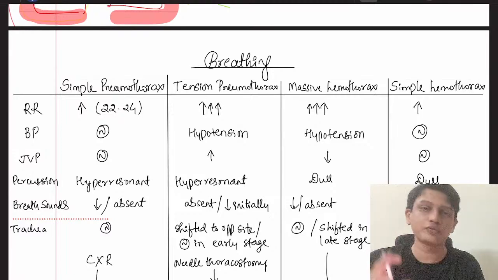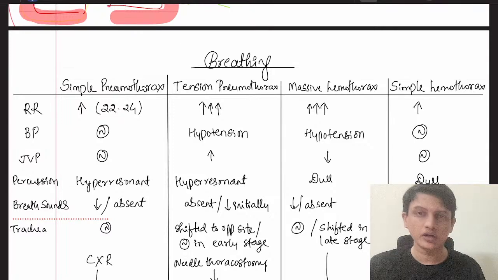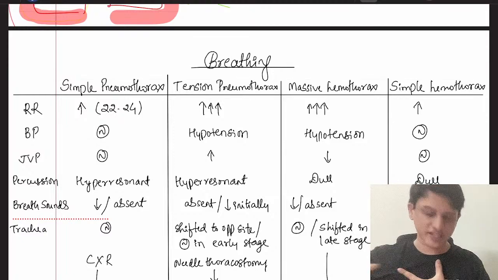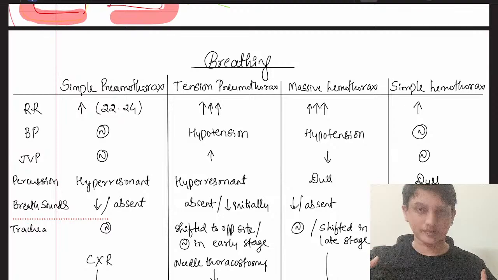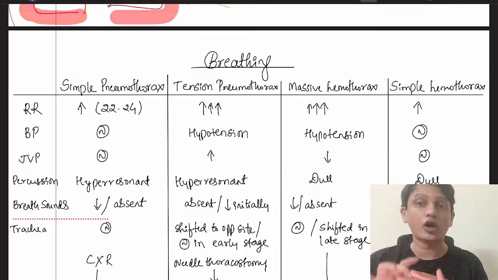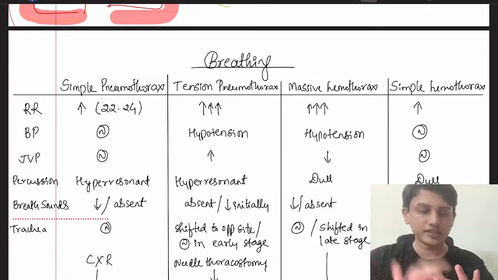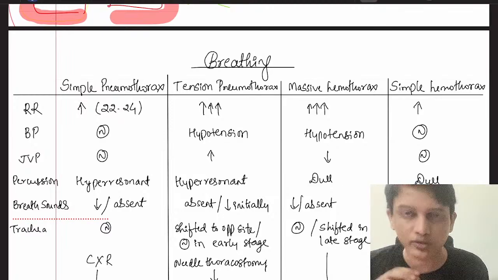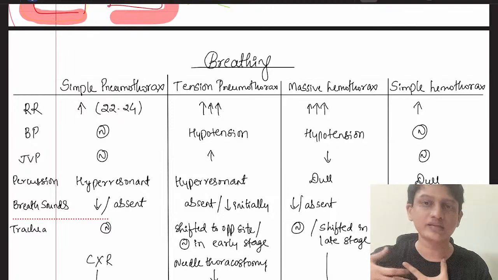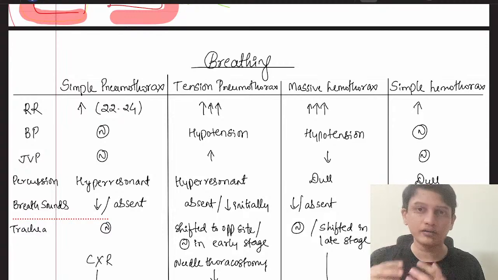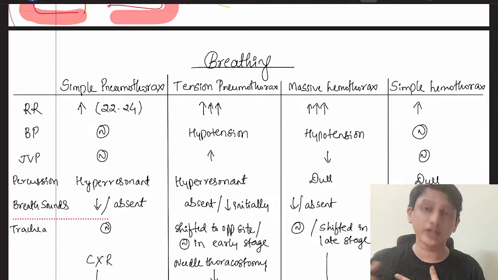Then on percussion, you have learned the basics of percussion. When you percuss like this over the chest wall, if it is completely air filled, it will be hyper resonant. Resonant means like hollow. When you put your fingers over that and press or hit like this, a hyper resonant note will be there. When the air is there, it will be fully hollow, so you will get a resonant note.